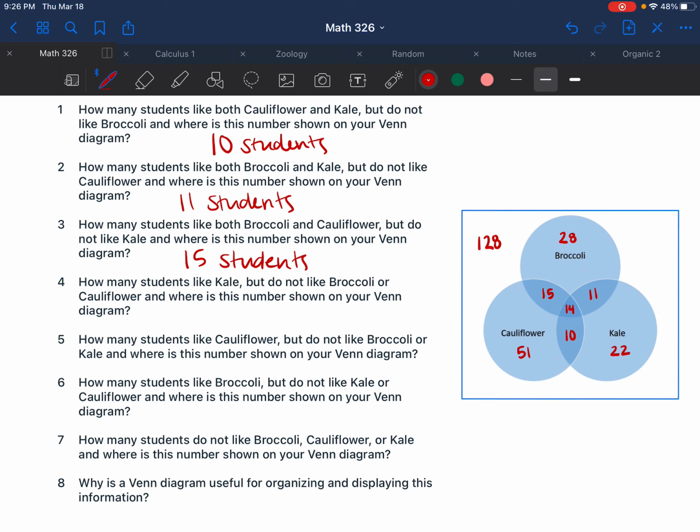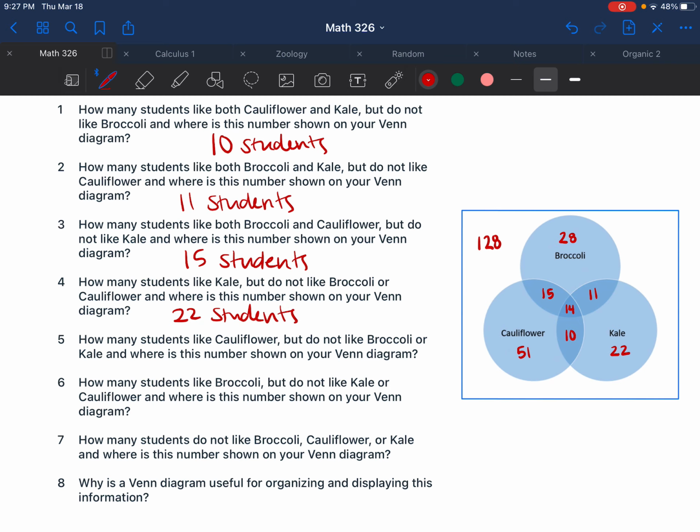Number 4, how many students like kale, but don't like broccoli or cauliflower? And where is this number shown on your Venn diagram? So we're looking for people that only like kale. They don't like cauliflower, oh, that's kale. Cauliflower and broccoli are not their favorite. And so we are looking for the kale spot. So this whole circle is kale, but this section includes people that like cauliflower and broccoli. So that means we only care about this section, which is all people that only like kale. And so our number is going to be 22 students.